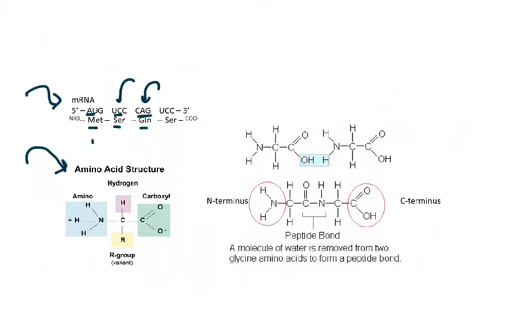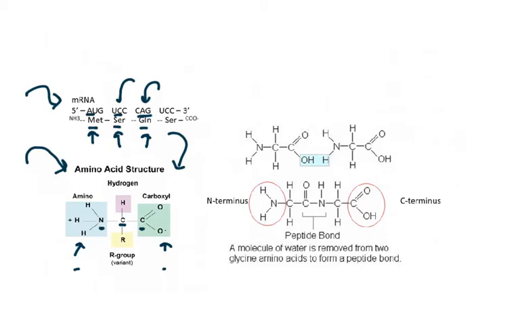So for example, each of these amino acids is going to have the same basic amino acid structure, which means it has a carbon in the middle, an amino at one end, and an acid at the other end. So the amino is NH3. The acid is carboxylic acid.